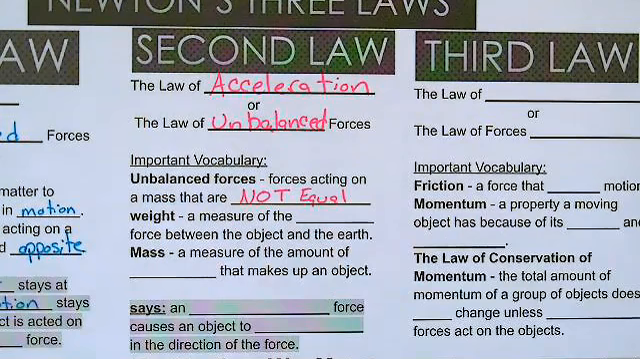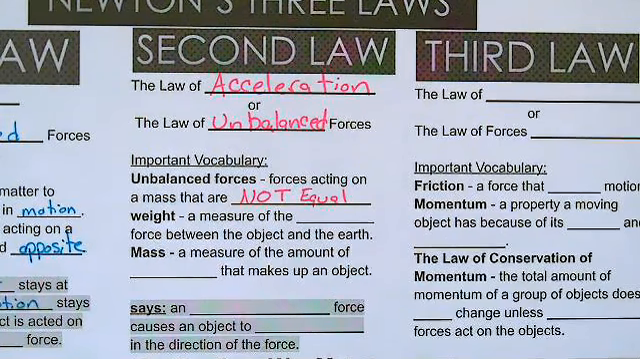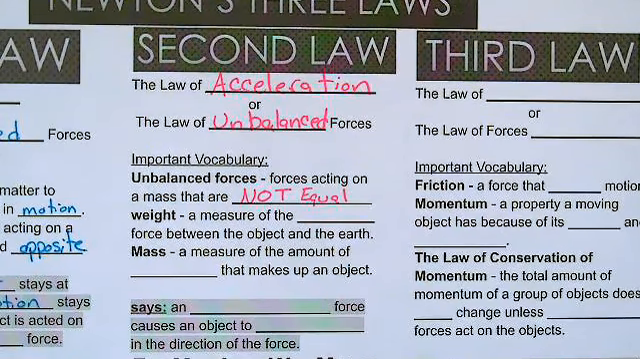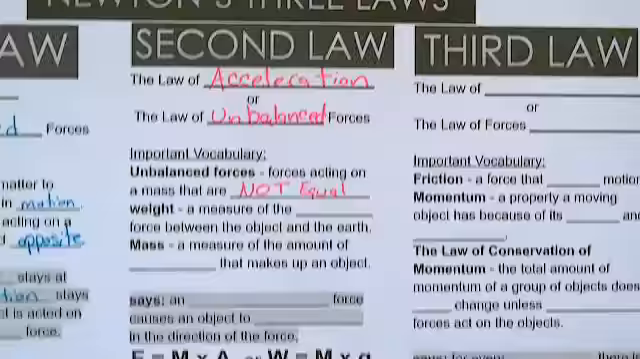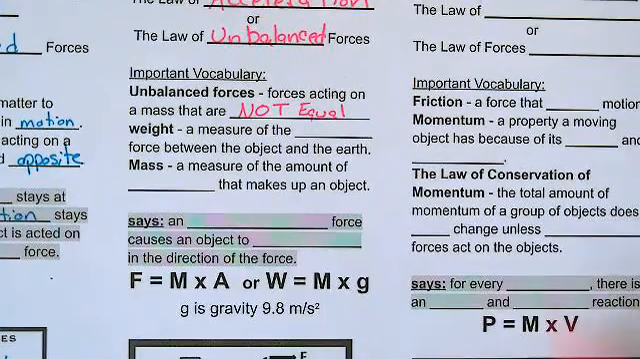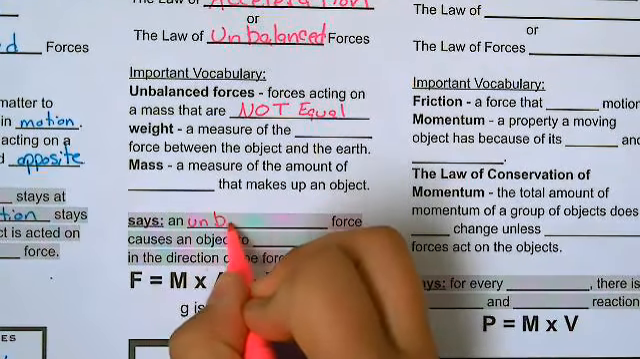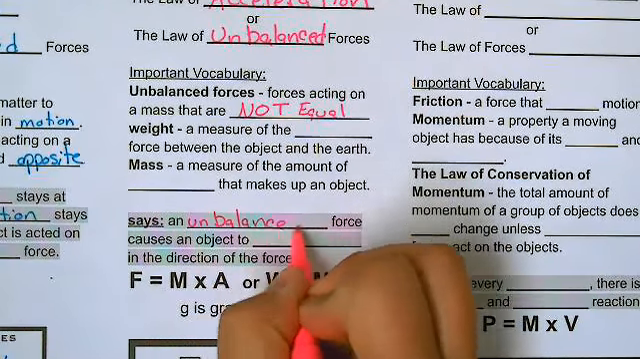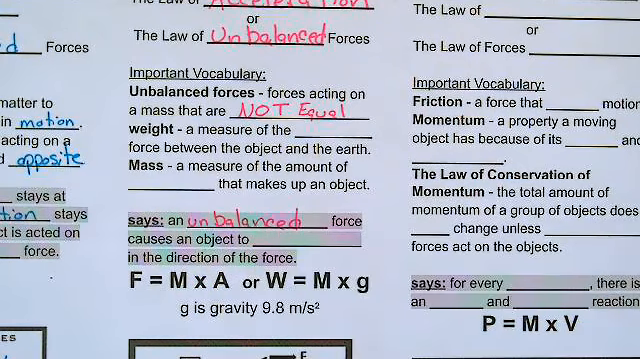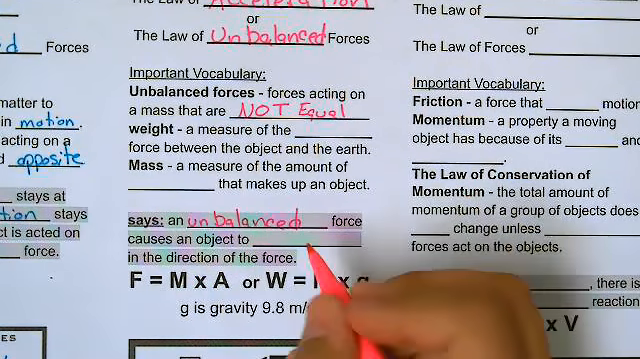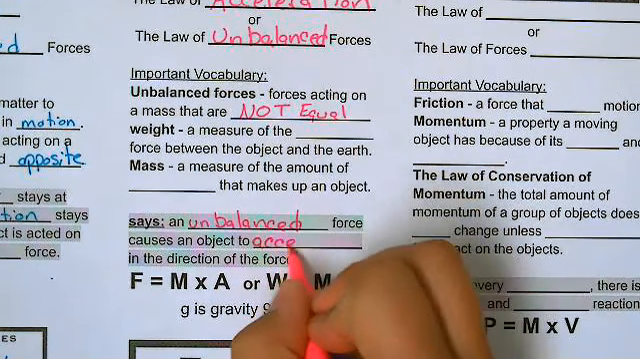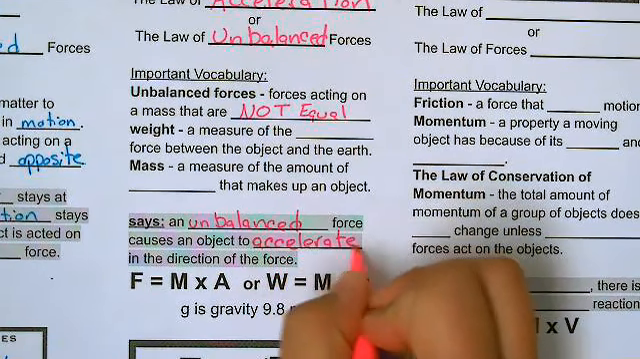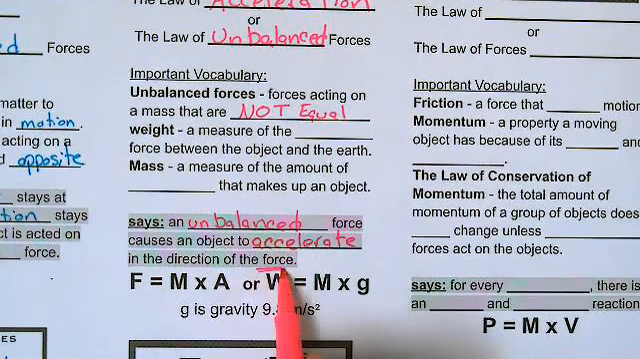Okay, so these forces are not equal. So we have forces in one direction that are not as strong as another direction, causing the object to move. Okay? So Newton's second law says an unbalanced force causes an object to accelerate in the direction of the force.